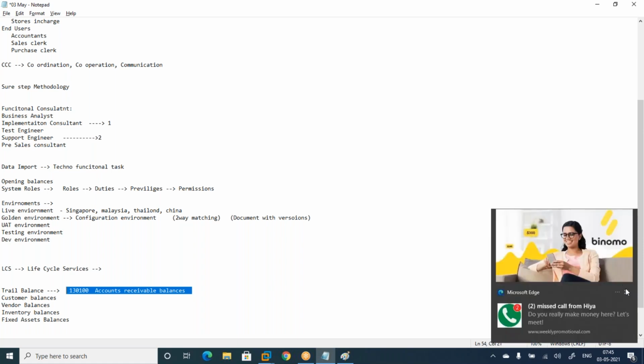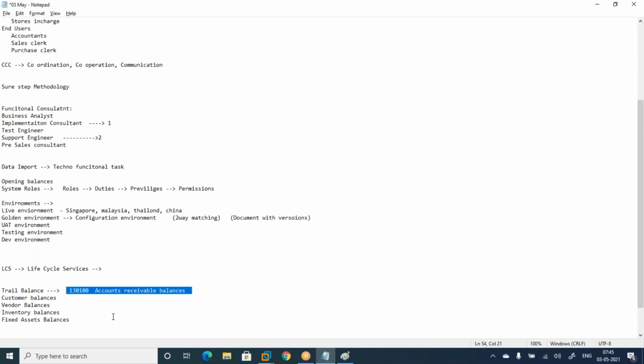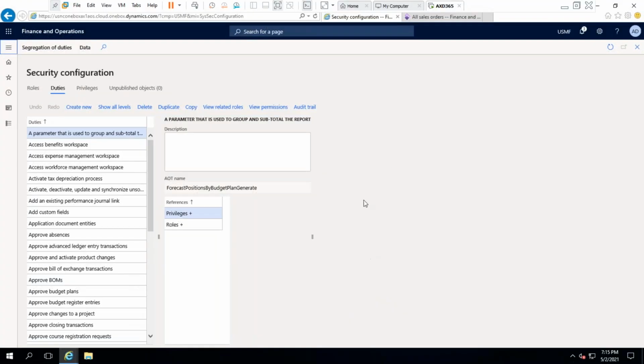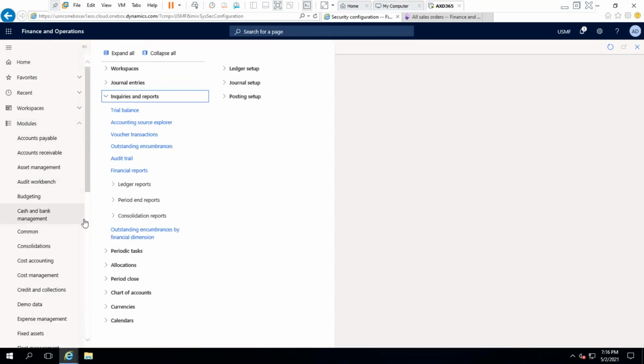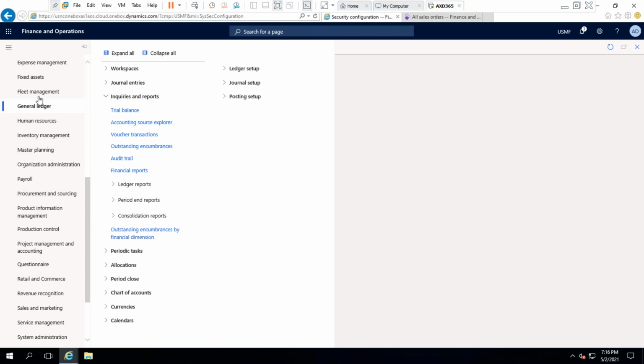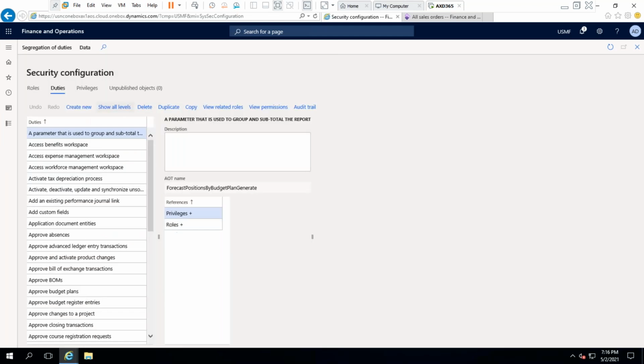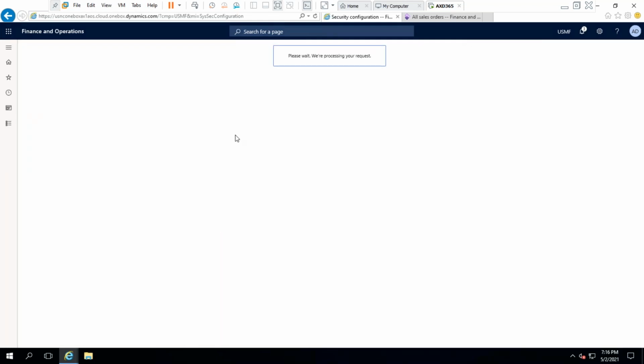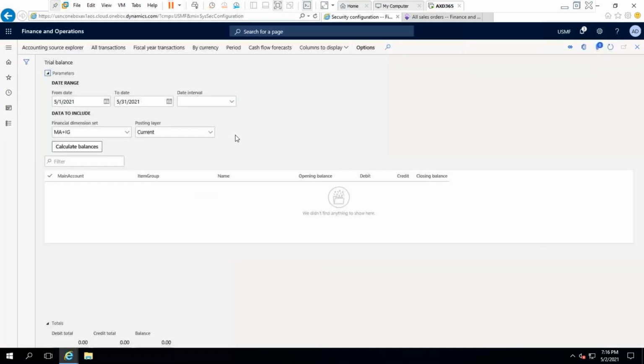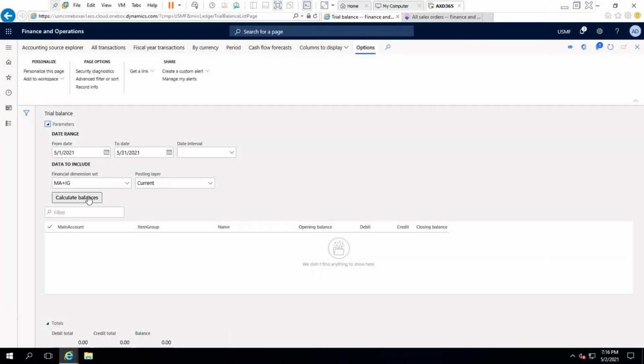One is the trial balance. This is a big challenge, a little bit lengthy, and a debate. So let me show you the challenges in a real-time scenario. Here, if you go to general ledger, trial balance, click OK.